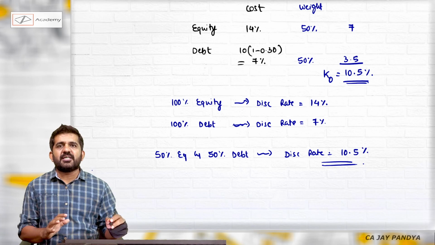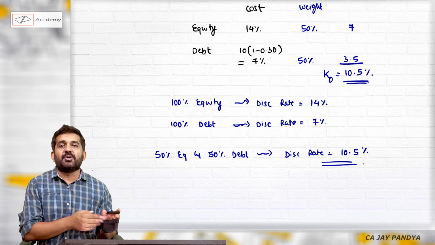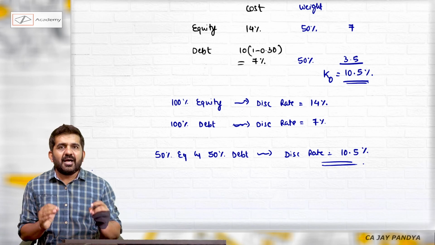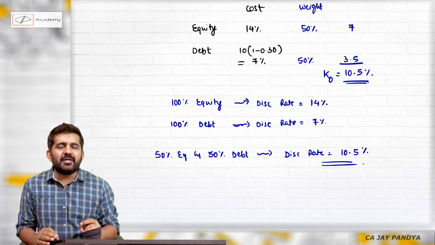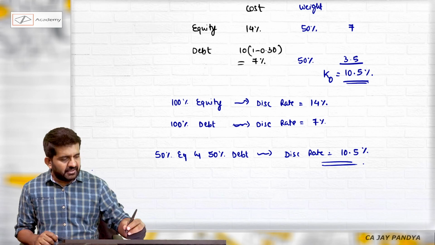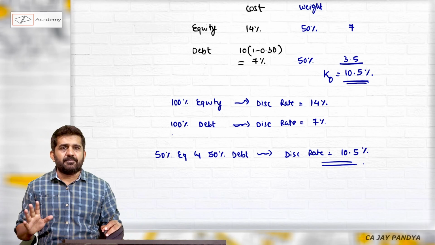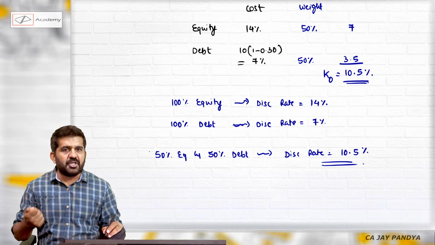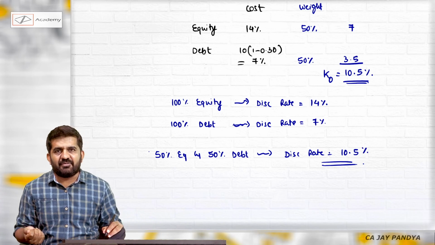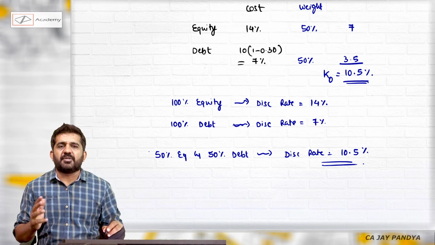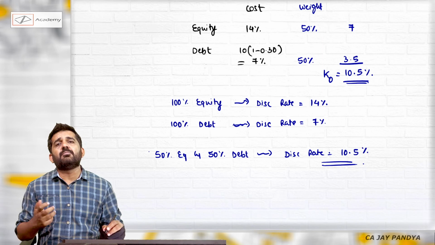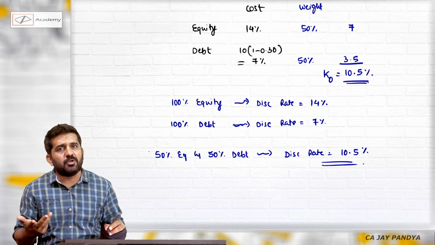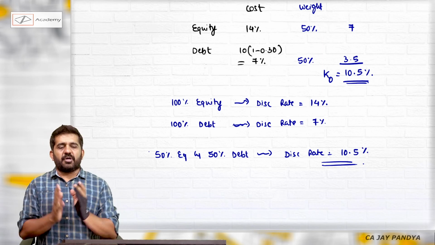In your suggested answers, another method is also given to find out the adjusted discount rate. I think that is not required. That is not more logical than this. So you should skip that particular portion and give your answer in this manner: 100% equity 14%, 100% debt 7%, 50% equity 50% debt 10.5%, and in any mixture of debt and equity we can always find out Ko and give the discount rate for the project.